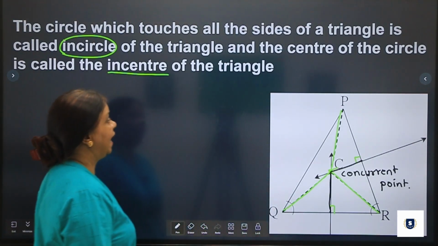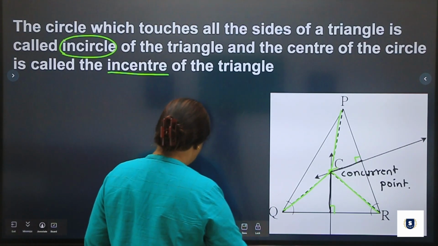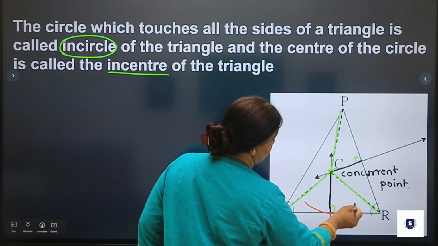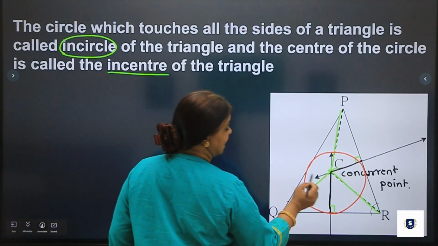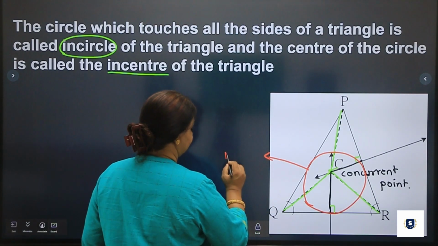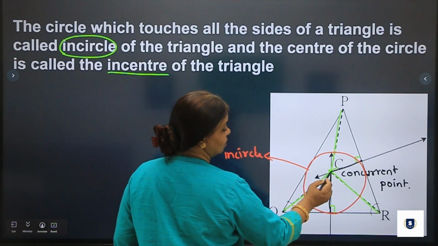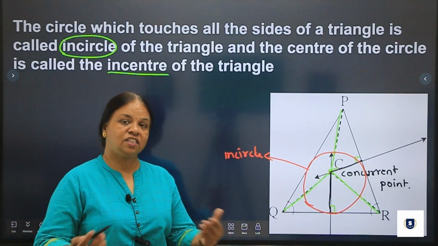Okay, and the point which is inside, and you can draw a circle which touches all the three sides of the triangle, is known as incircle. Incircle. And the center is known as incenter. Let's move further, children.